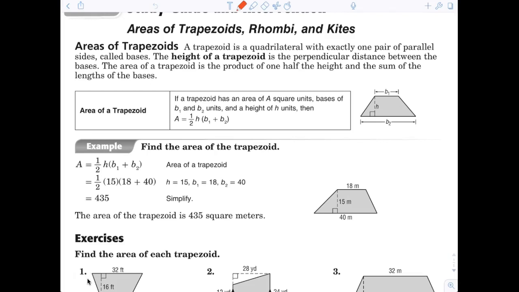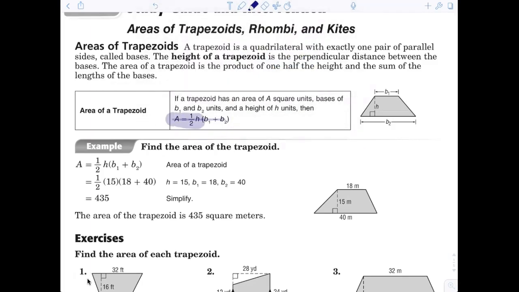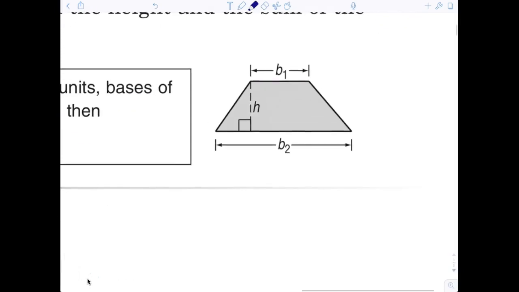So again, just as a refresher, I went ahead and pulled up the formulas for you, just so you could see them. The formula is 1/2 base times height. I'm sorry, 1/2 the height times the average of the bases. You always add the two bases and divide by 2 and then multiply it by the height. Everybody good with this? Very, very simple.